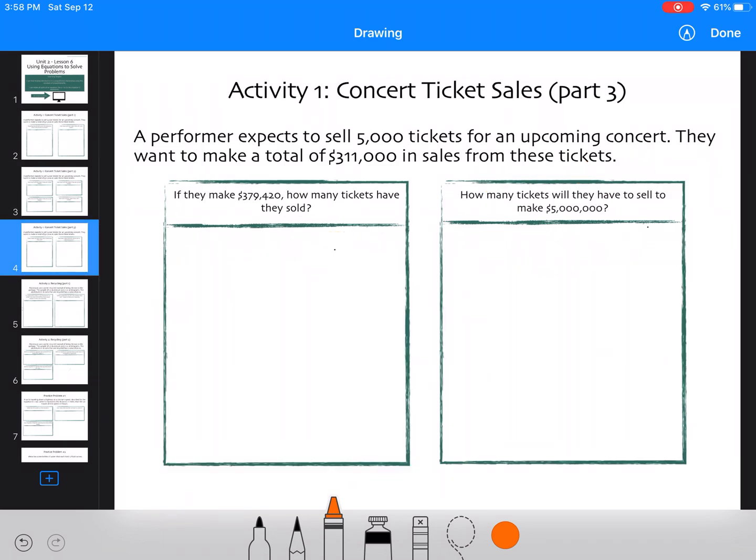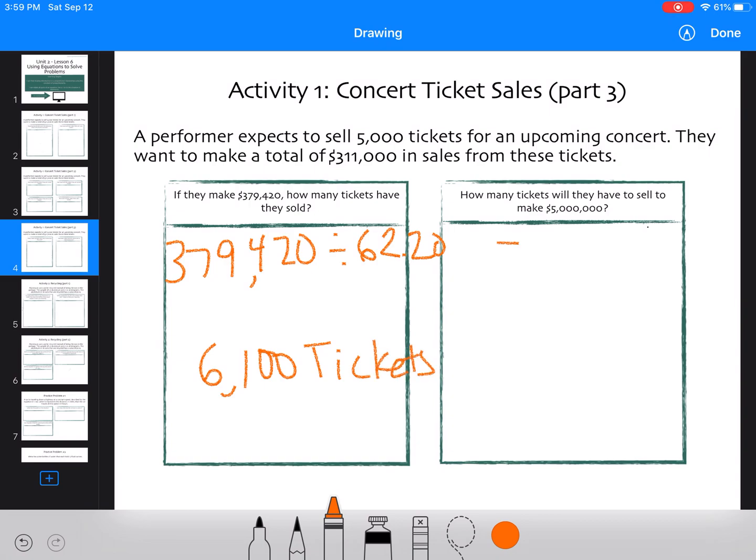So if they make $379,420, how many tickets have they sold? Well, now I'm going backwards, right? And I'm using the cost of the ticket, so $62.20. Remember, this is a magical place where all the seats cost exactly the same and everybody gets the best view in the house. So that's 6,100 tickets.